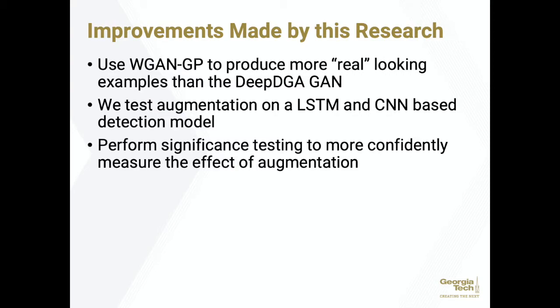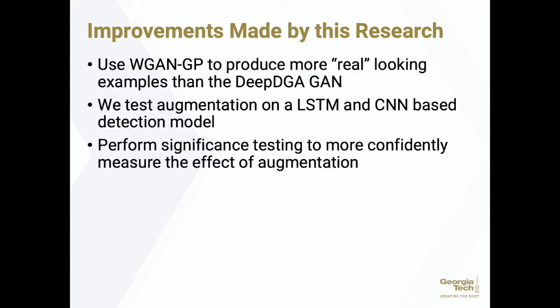For the GAN, we train a gradient penalty Wasserstein GAN, using benign domains as an input, which produces a set of generated domains that are difficult to differentiate from real domains. The resulting set of domains have characteristics, such as character distribution, that more closely resemble real domains than sets produced in previous research. We then use these GAN-produced domains as additional examples of DGA domains and use them to augment the training set for a DGA detection model.